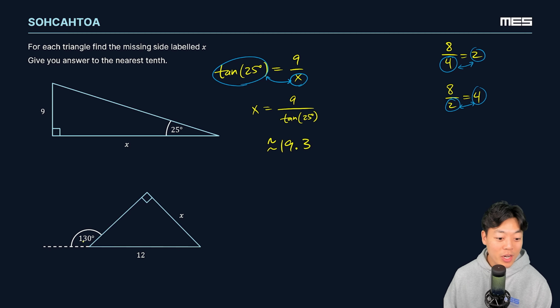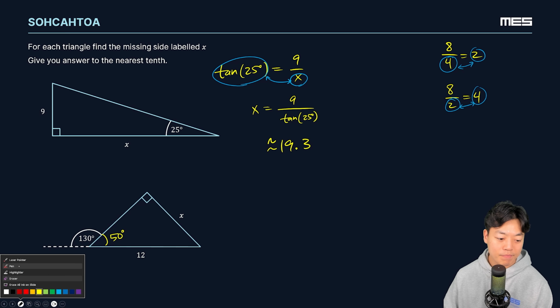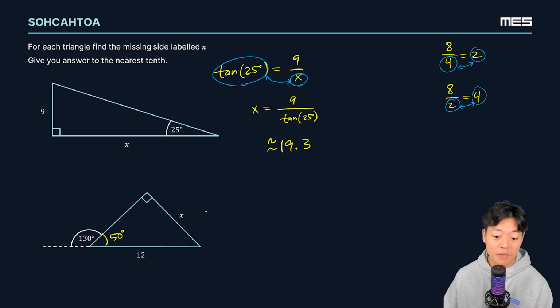All right, we have 130 degrees as our exterior angle. So we know this is going to be 50 and this will be 40. But we only really need the 50 degrees here. We only need one angle. x is opposite the angle of 50 degrees. And 12 is our hypotenuse, right?